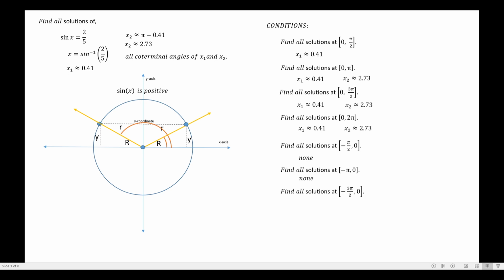Negative 3 pi over 2 to 0. So negative 3 pi over 2 is here. Actually, this is negative 3 pi over 2, right? And then going to 0 here. So negative 3 pi over 2 and then to 0. There's one solution, and it's this one.